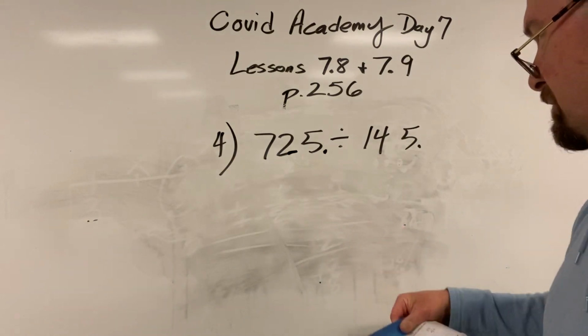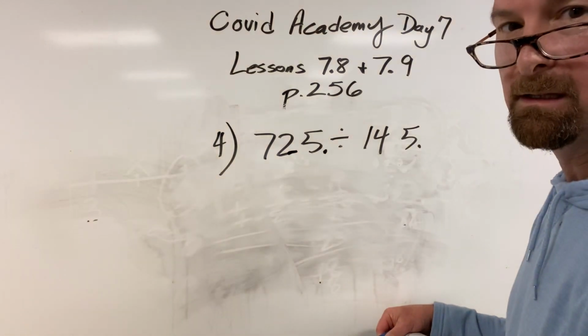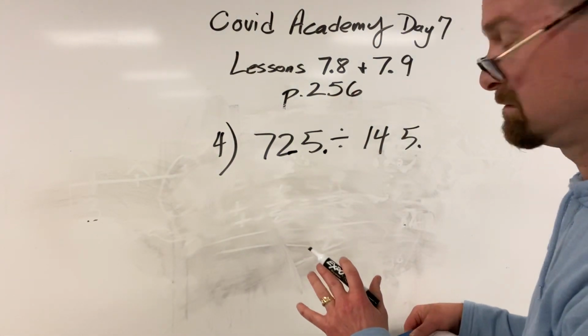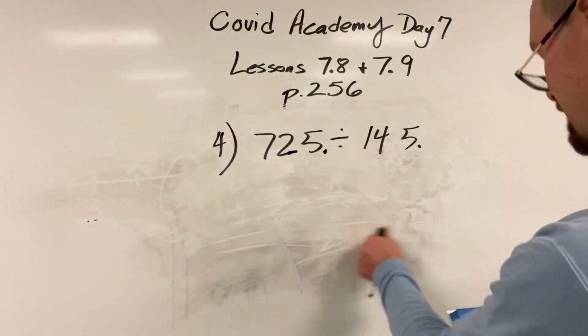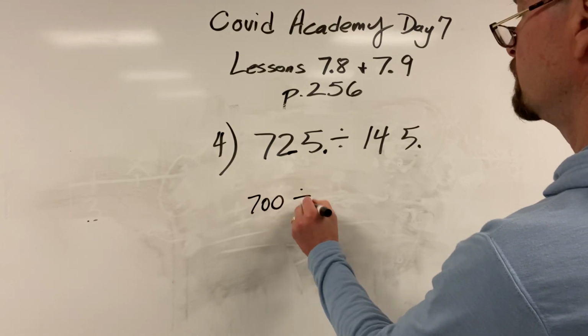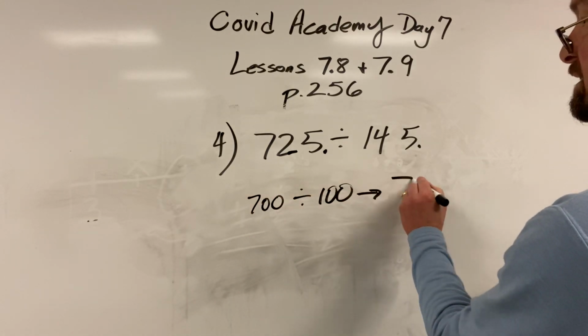Now, an estimate, I don't know. I'm thinking, are they going to make it come out evenly? I think they are. They're being a little kind to you. I don't know what you estimate it as. I would say maybe 700 divided by, I guess we'll call that 100, would be 7. That's a sort of reasonable estimation.